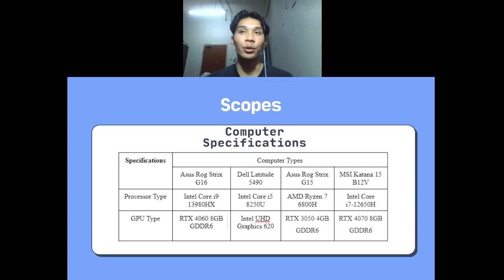Our third computer is Asus ROG Strix G15. It has a processor type of AMD Ryzen 7 6800H and a GPU type of RTX 3050 4GB DDR6. Our last laptop or computer is MSI Katana 15 B12V. It has a processor type of Intel Core i7 12th Gen with a GPU type of RTX 4070 8GB DDR6.